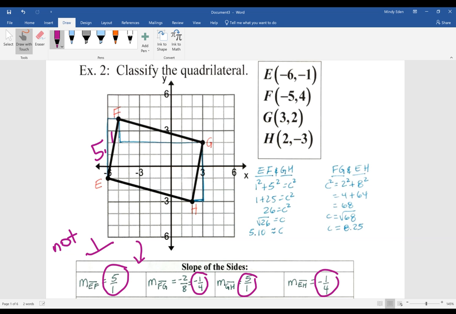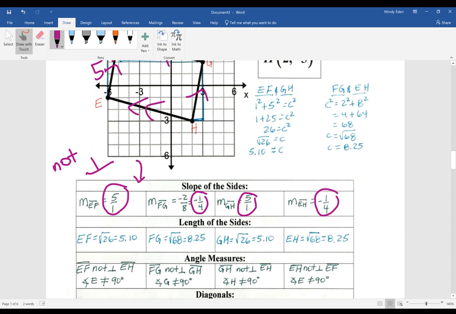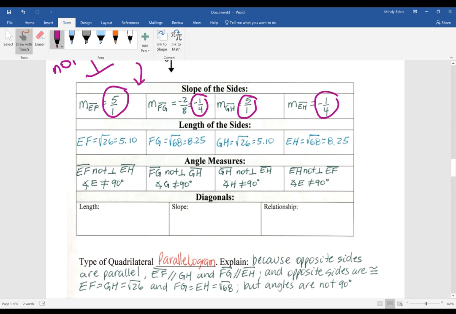Then I'm going to find the length of here, which clearly looks like it's longer than 5, but 2 squared plus 8 squared, take the square root, and we get 8.25. So what I know is that these lines are parallel, and those lines are parallel, but they're different sizes. So that makes it a parallelogram.